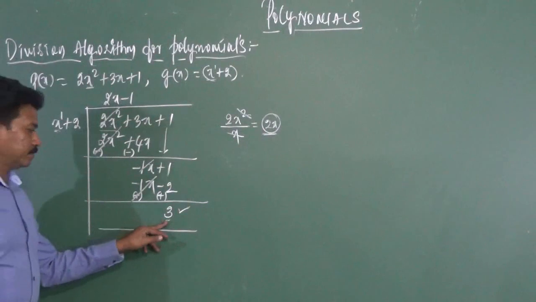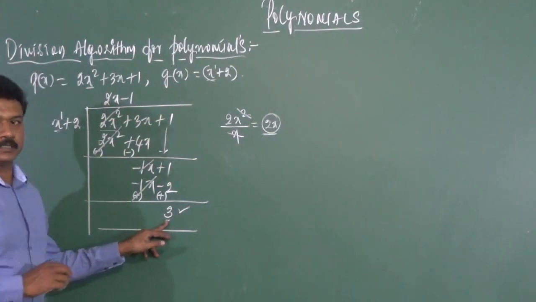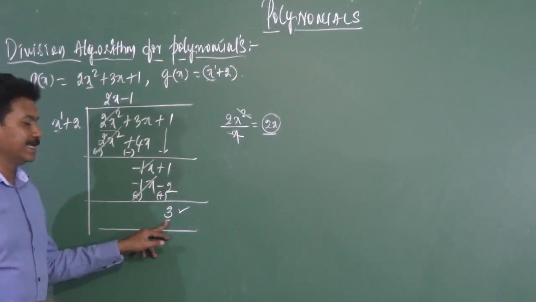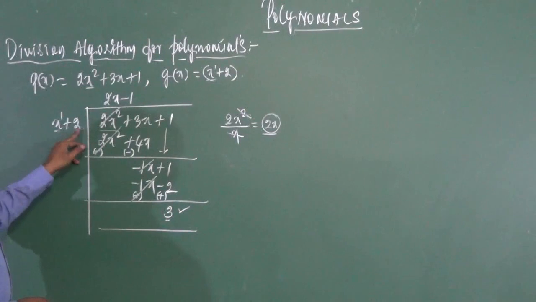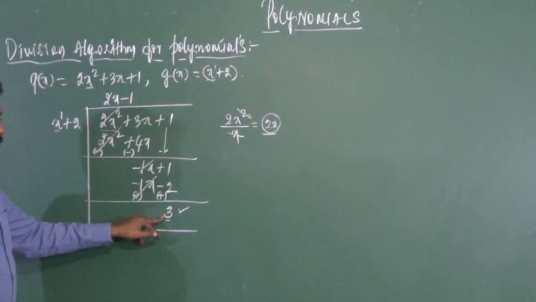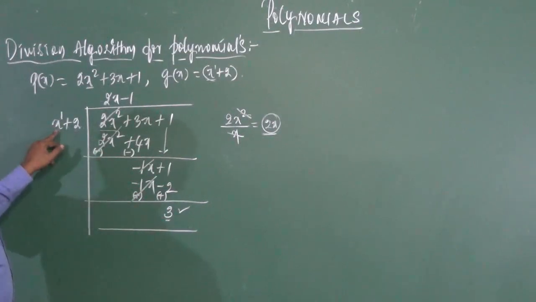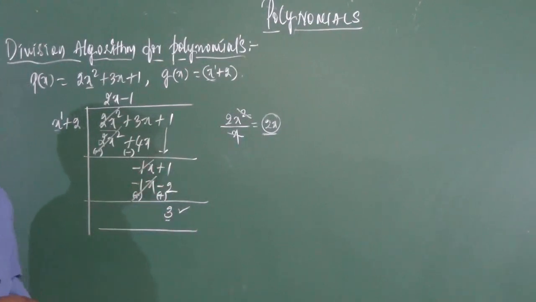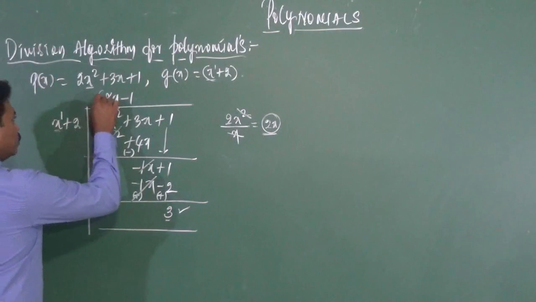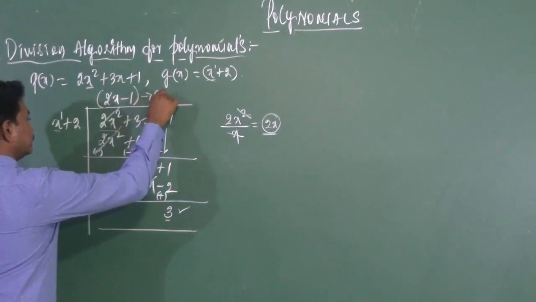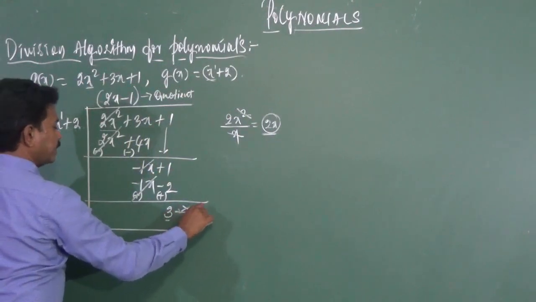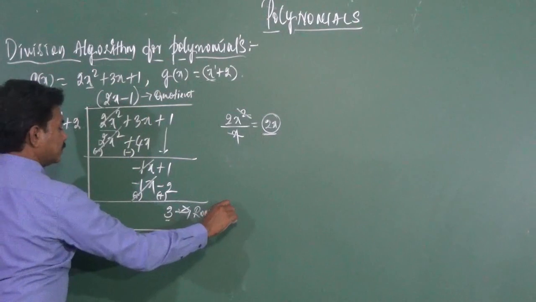As the degree of the, what is this 3? 3 is a constant. What is the degree of a constant polynomial? The degree of a constant polynomial is 0. But the degree of this linear polynomial here, that is the divisor, is 1. As the degree of the remainder is less than the degree of this divisor, therefore we stop the division process. Right? So now here we call this 2x minus 1 the quotient, and we call this 3 the remainder.